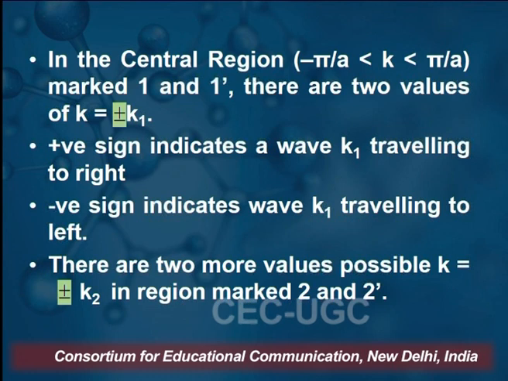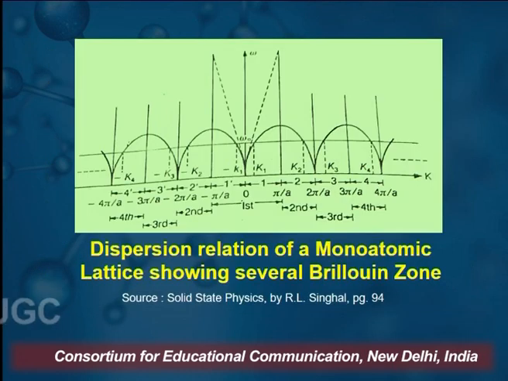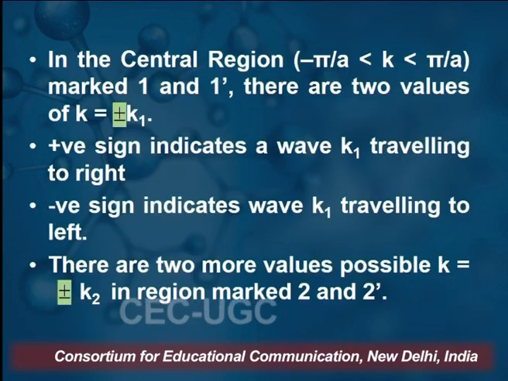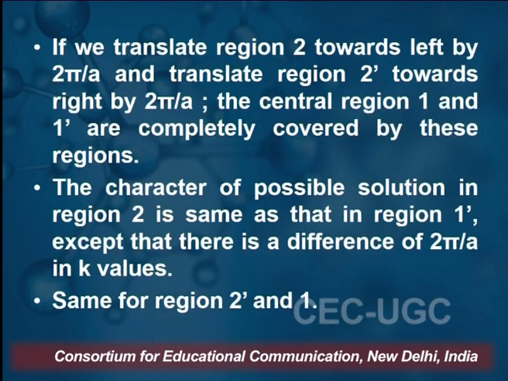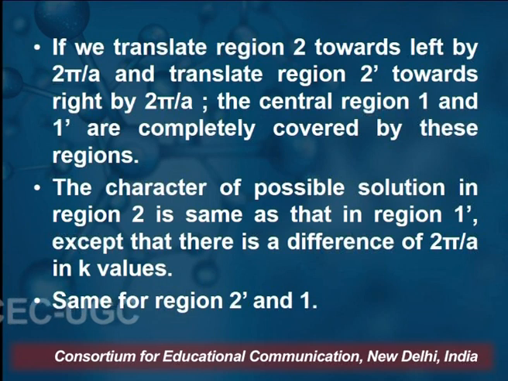If I go to the second region, which I have marked 2 and 2 prime, we find that there are two other possible solutions, plus k2 and minus k2. Then let us look at this region 2 and let us look at the region 2 prime.